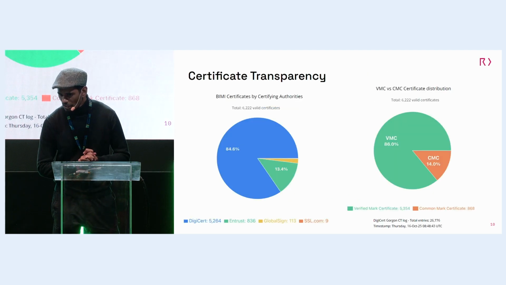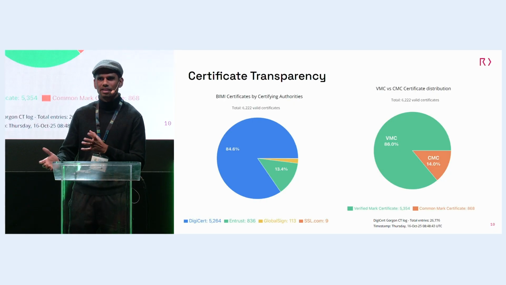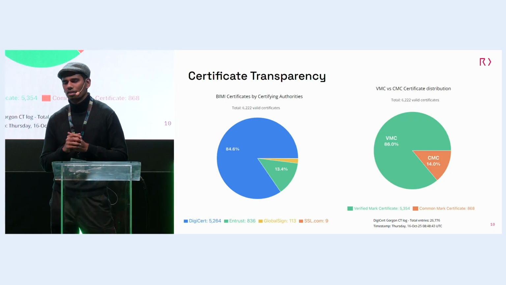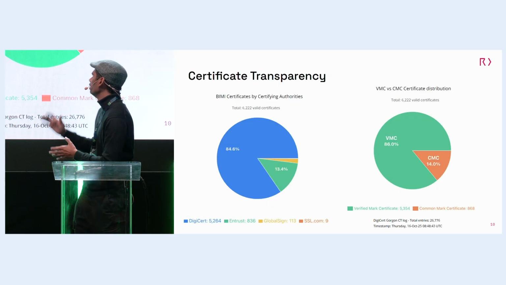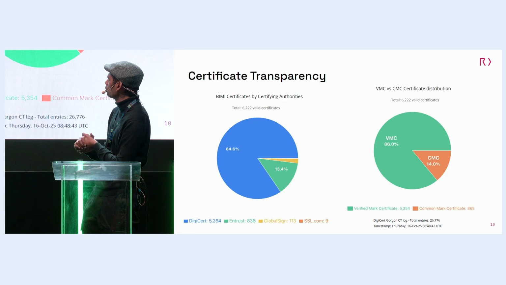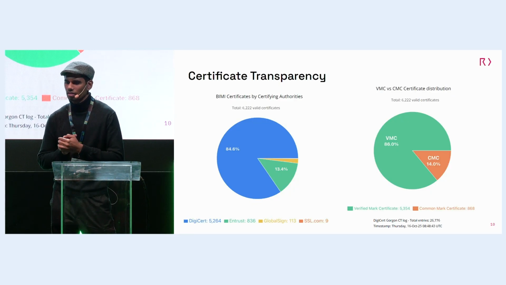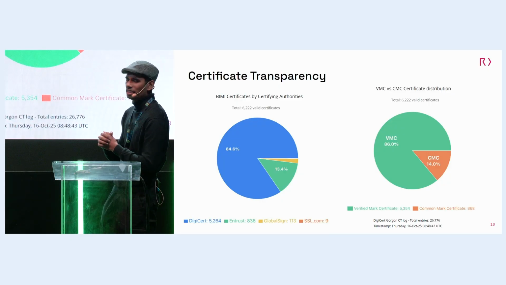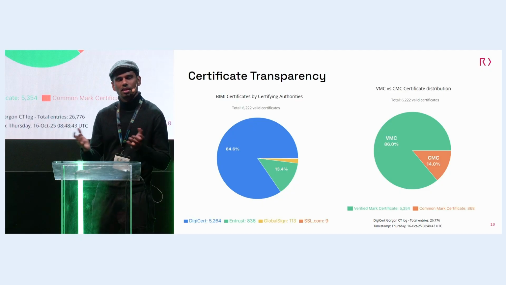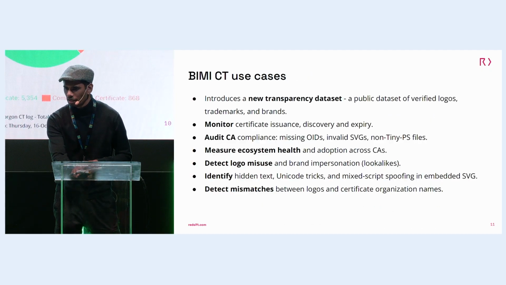From monitoring insights, DigiCert Gorgon currently has 26,000 plus entries. Analyzing non-expired pre-certificates, this is how the CA distribution looks. DigiCert is the major issuer, and others are following up. Taking a look at the VMC versus CMC distribution, we have a majority of certificates issued being VMC.